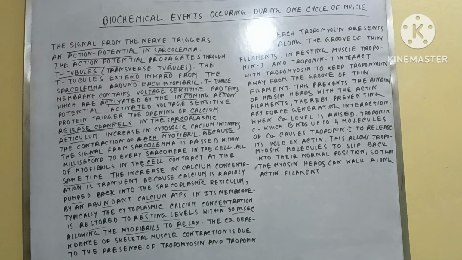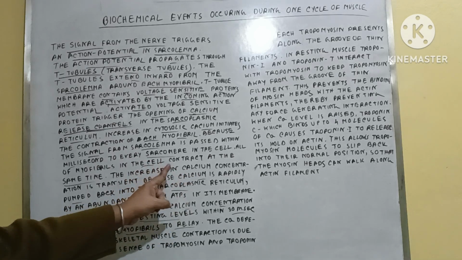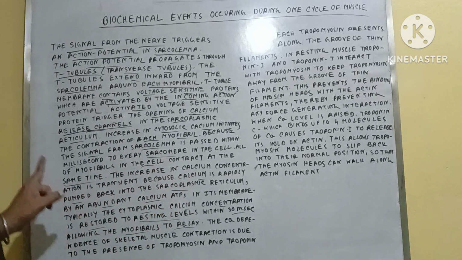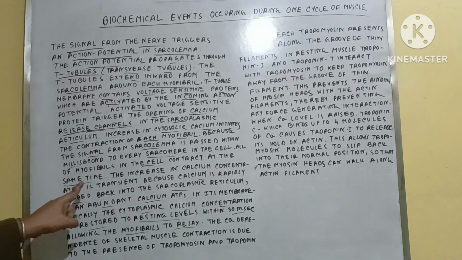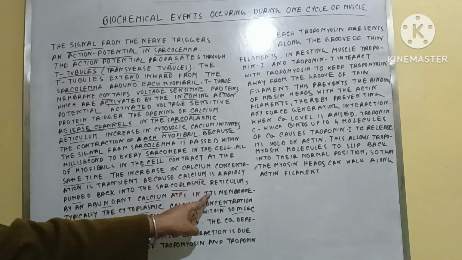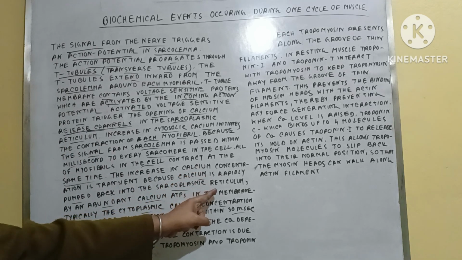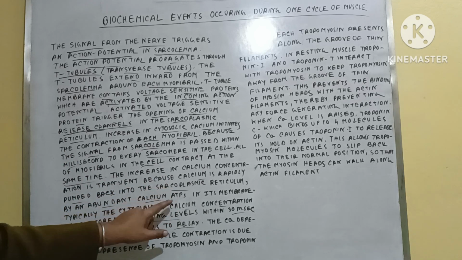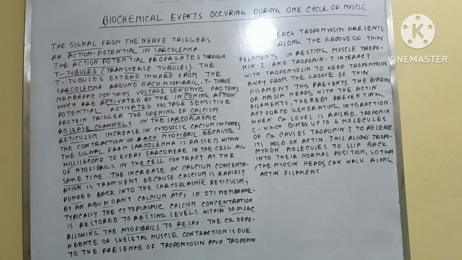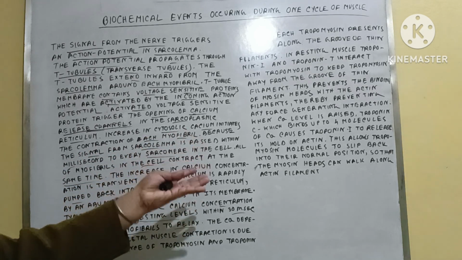What is this saying? Again, I repeat this line. The calcium concentration increase is transient because the calcium is rapidly pumped back into the sarcoplasmic reticulum. Okay, calcium is pumped back into the sarcoplasmic reticulum by what? By the calcium ATPase present in the membrane, and that's why the concentration of the calcium that had increased falls back.